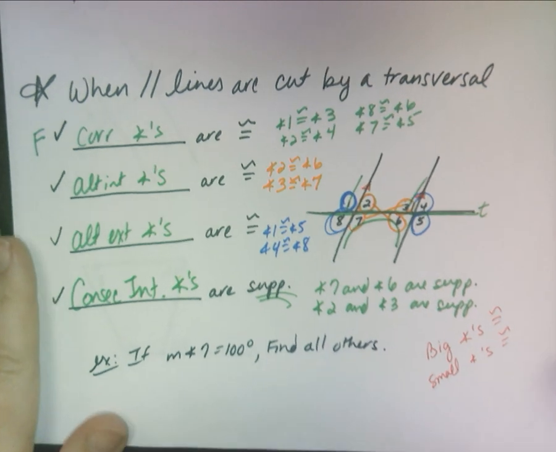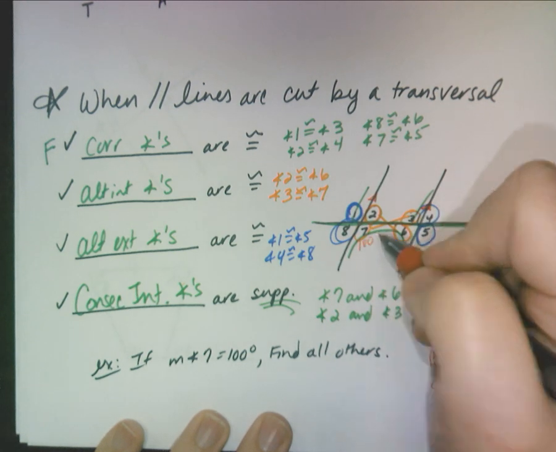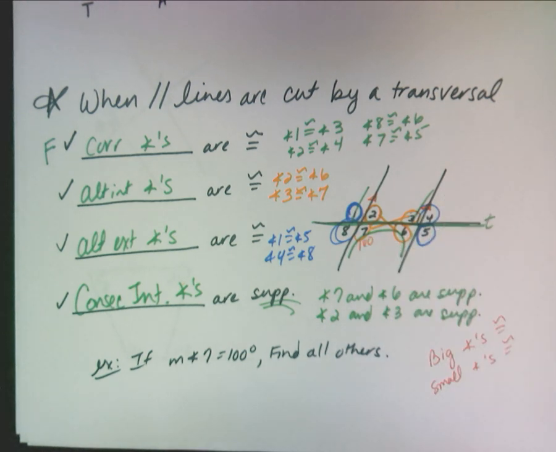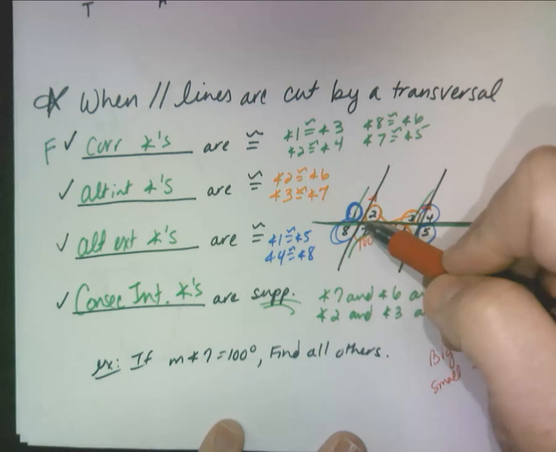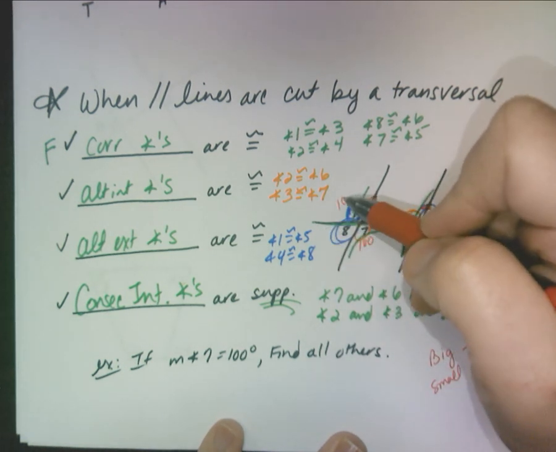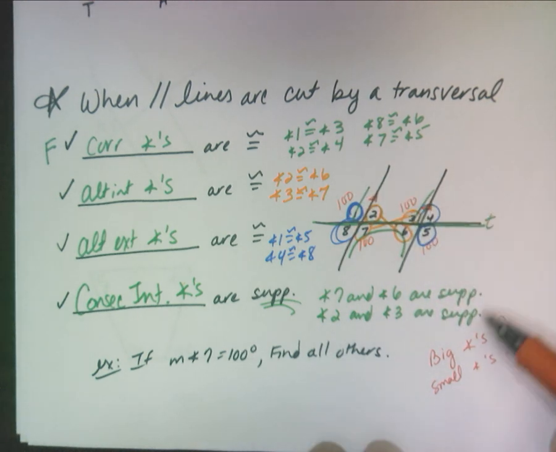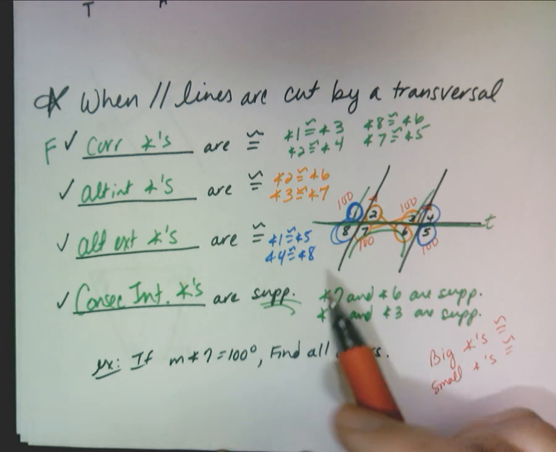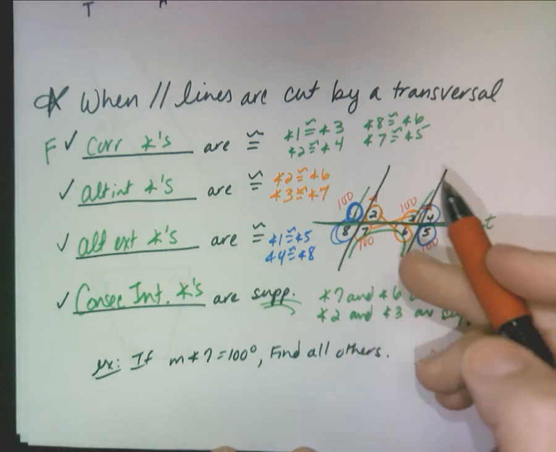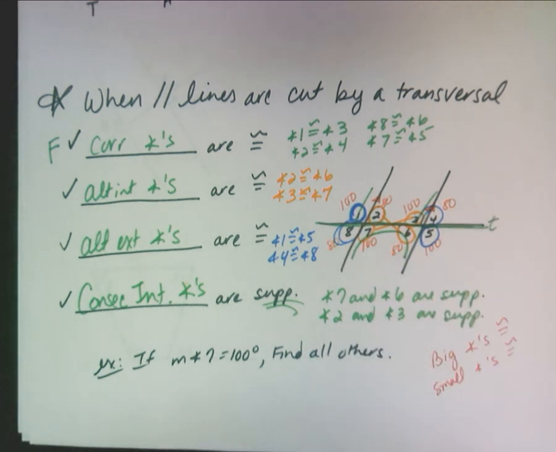And that's the basic idea. So if they say to me, oh, the measure of angle 7 is 100 degrees, so if I put 100 right there, well, then this is an obtuse angle, right? So that'd be 100, that'd be 100, that'd be 100. All the big angles are 100. Well, then what are all the small angles? Well, they're supplementary, so it must be 80, 80, 80, and 80. All the small angles are 80. It's really, really easy when they're parallel.